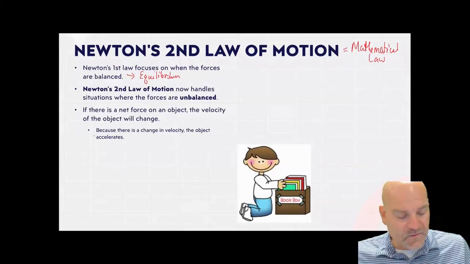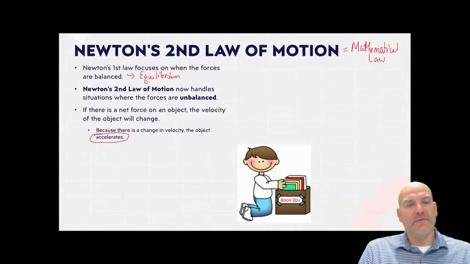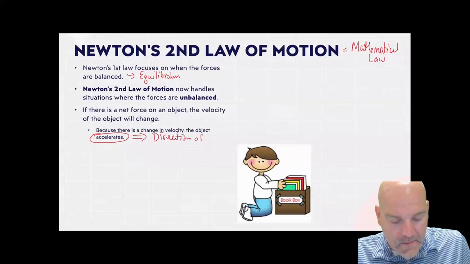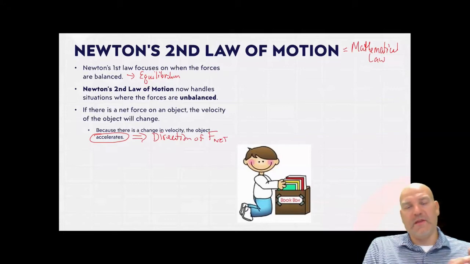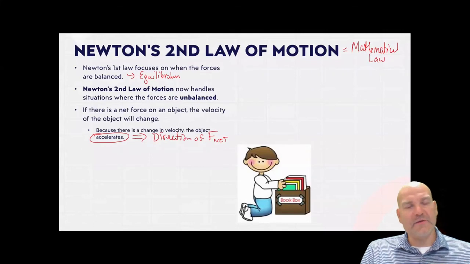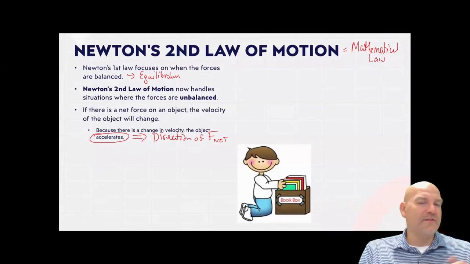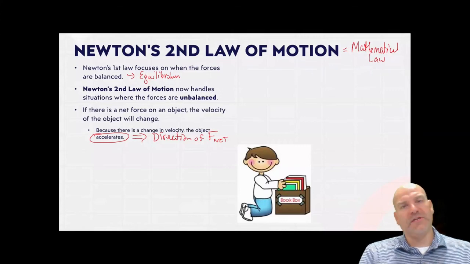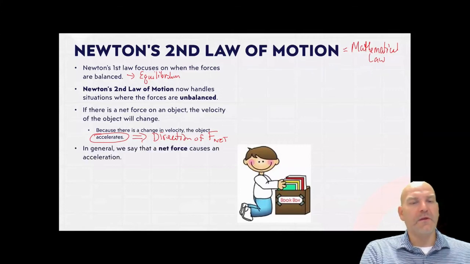And what does that mean? Well, the object is going to accelerate, and it's going to accelerate in the direction of the net force. So if the net force is to the right, the object will accelerate to the right. If the net force is to the left, it will accelerate to the left. Now, that doesn't necessarily show us how the velocity changes, but you have to know the direction of motion to determine, are we changing the velocity by speeding it up, or by slowing it down?